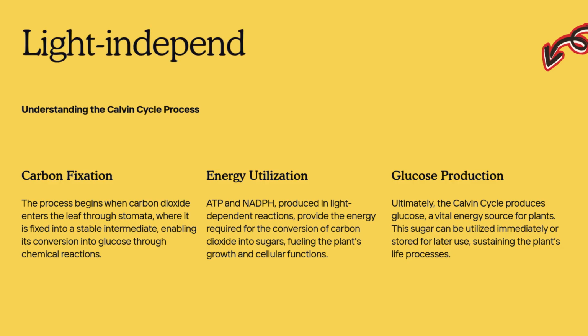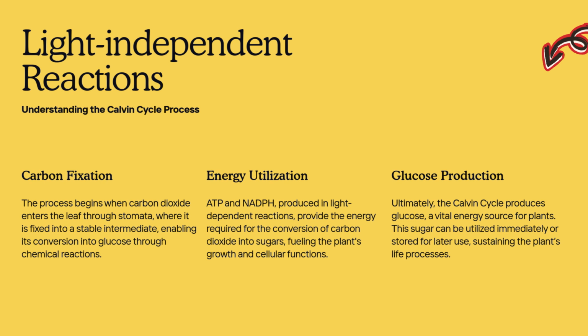Light-independent reactions, Calvin cycle. The Calvin cycle, also called the light-independent reactions, is the second stage of photosynthesis. It takes place in the stroma of the chloroplast. Unlike the first stage, it does not need direct sunlight, but it uses the energy molecules, ATP and NADPH, produced during the light-dependent reactions.